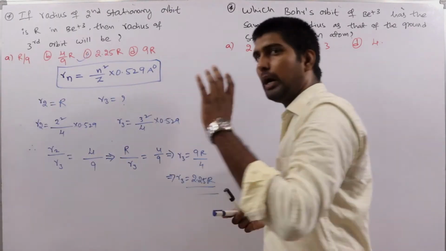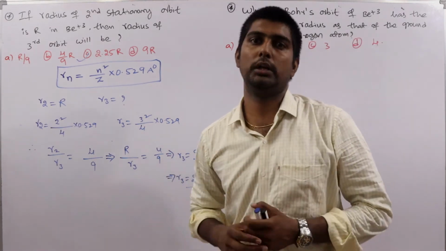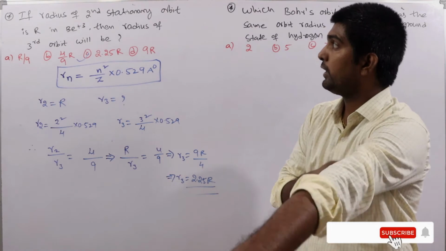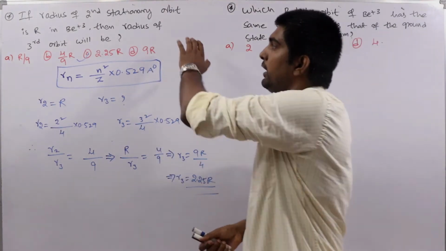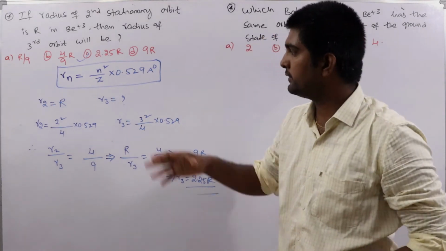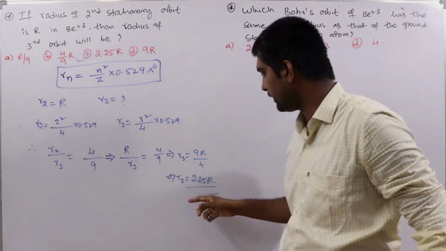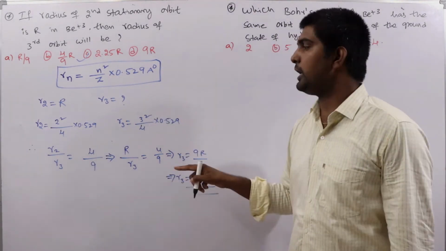Okay, see, simple, all are based on the same formula only, but different models. Here for the same species we have to calculate: the radius of one orbit is given and they ask you to calculate the radius of another orbit. Same formula, and after simplification we get the answer. Very simple. This can be solved directly also.